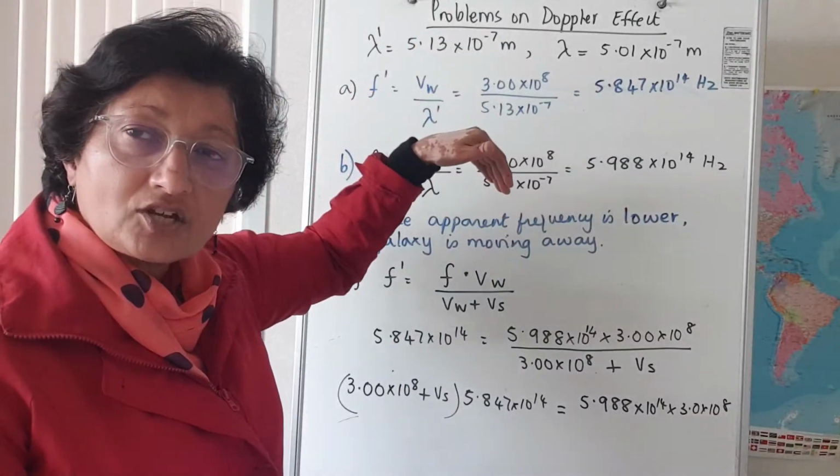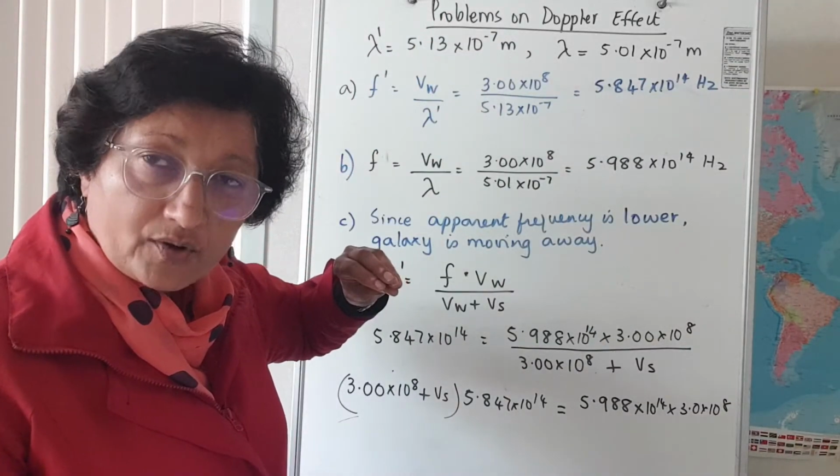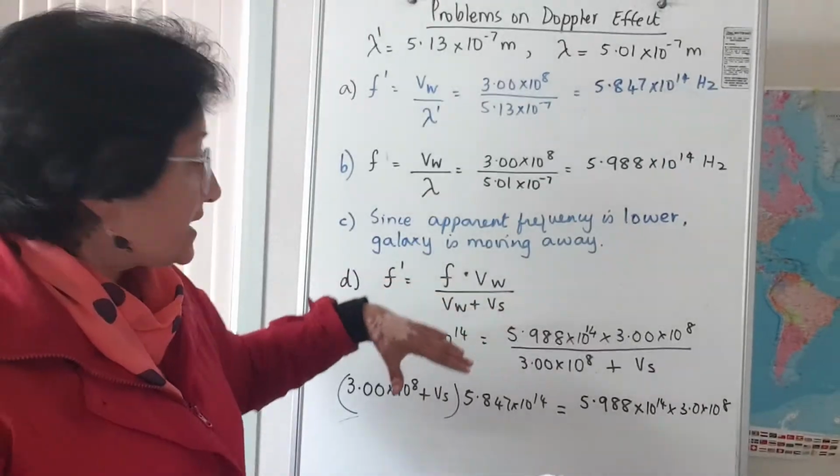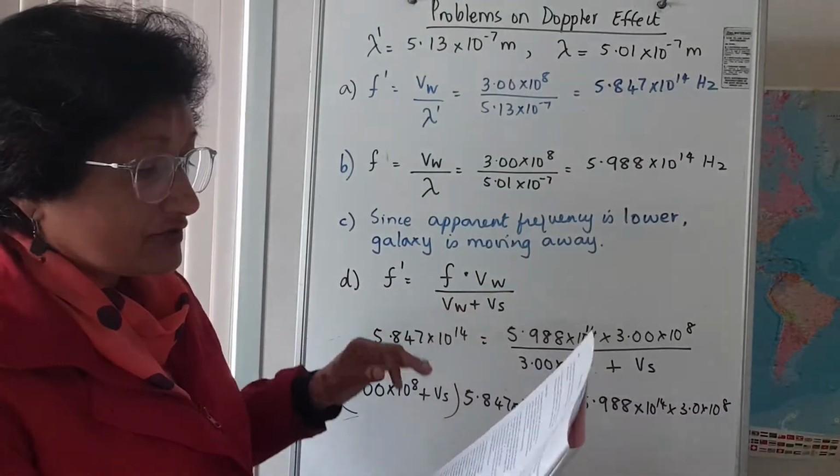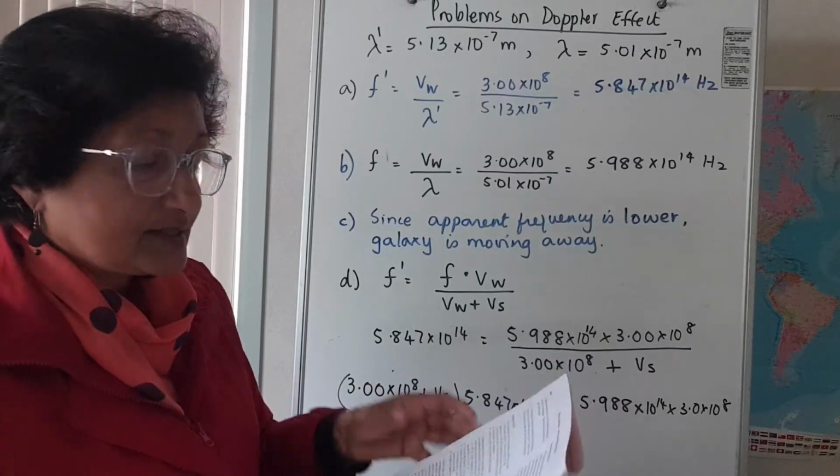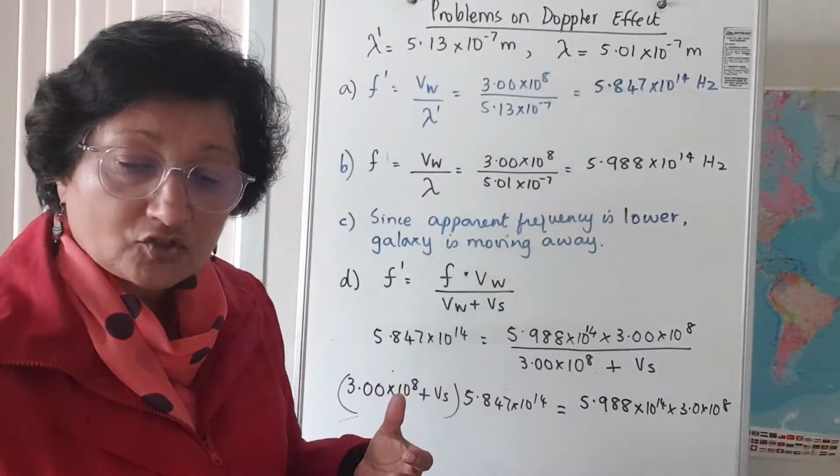What is it that doesn't change? The speed of the wave itself. Okay, so you just need to keep that in mind. So what we have to do in this question is calculate the speed of the galaxy. That's the speed of the source.